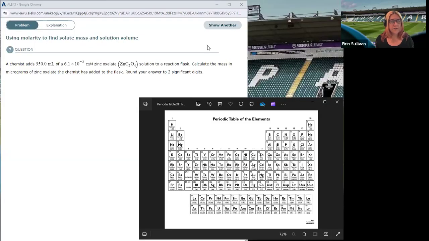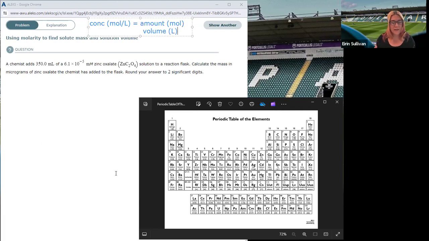Using molarity to find solute mass and solution volume. There's a couple of different variations on this question. The main thing to remember is the relationship that concentration is in moles per liter. That is given to you by dividing the amount in moles by the volume in liters. So if you know two of those things, you know the third. You just might have to rearrange and calculate.